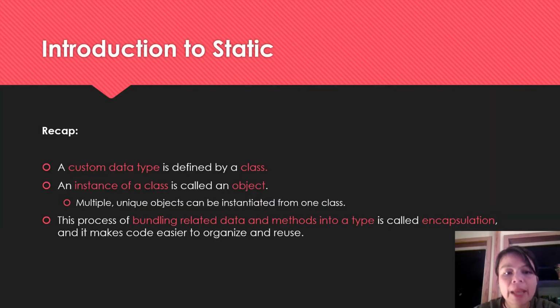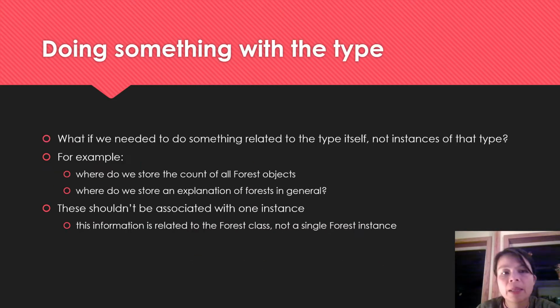So to recap, a custom data type is defined by a class. An instance of a class is called an object. Okay, and multiple unique objects can be instantiated from one class. So this process of bundling related data and methods into a type, it's called encapsulation, and it makes the code easier to organize and reuse.